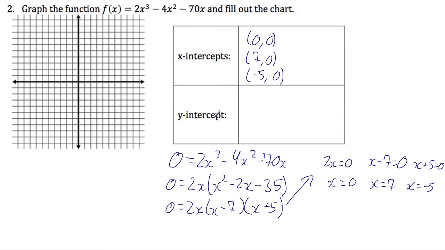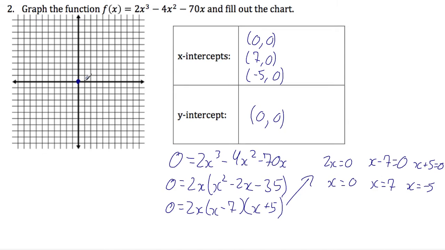Now to find the y-intercept, we have to make x 0. But if you look here, we get 0 minus 0 minus 0. So it's just going to be 0, 0. Also, we can already see this right here, this point is 0, 0. That crosses both the x and y axis. So of course it's going to be a y-intercept as well.